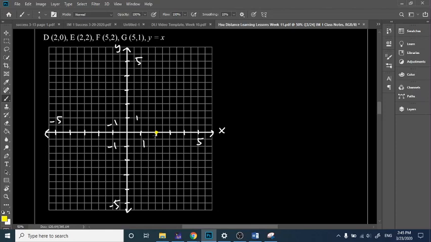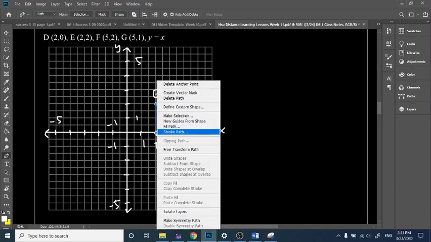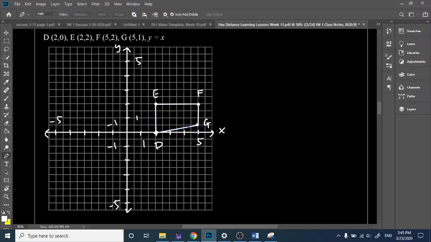So let's first just graph the points. 2, 0, 2, 2, 5, 2, and 5, 1. D, E, F, G. Okay. And then I'm just going to connect those real quick using my trusty pen tool. Alright, so we're going to reflect it over the line y equals x.